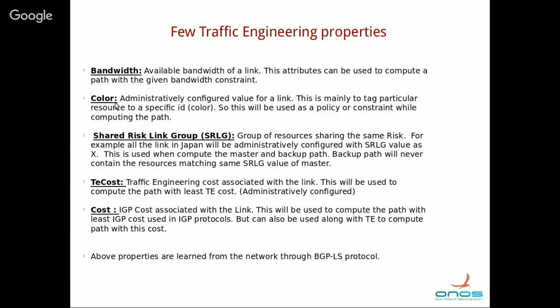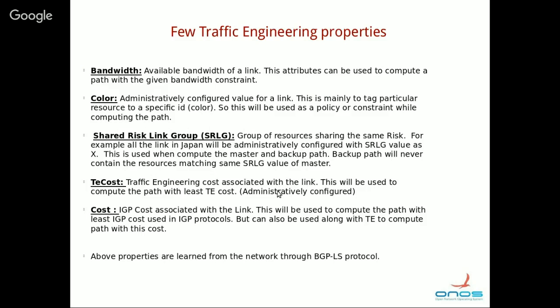For example, bandwidth is one of the parameters, and we have color, administratively configured. So we can tag each device or link with some particular color. And we have SRLG, the shared risk link group. This is for when a link goes down: the backup link should not fall under the same risk group, so we want another risk group. So this is tagged with the SRLG. And we have something called cost, which is basically the link cost. So these are all the administrative properties which exist in the current network.